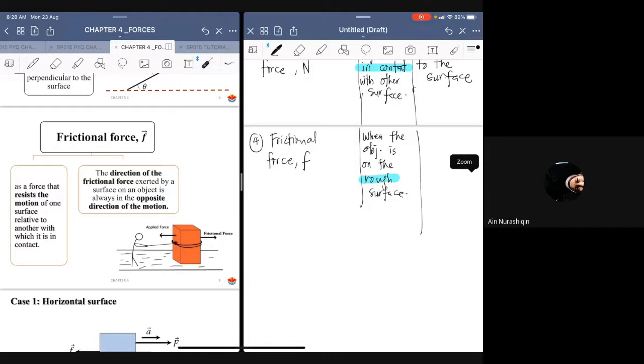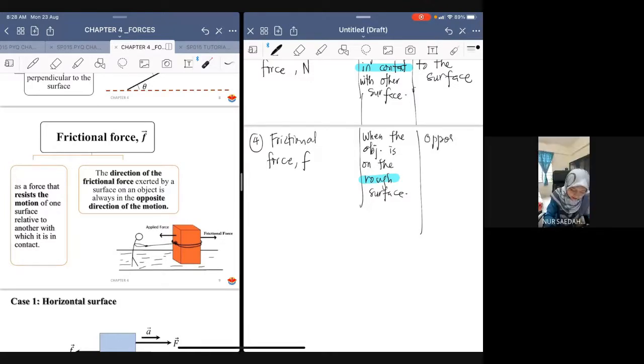Opposite direction of the motion. Ada dekat situ kan. Opposite kita boleh cakap, opposite to the direction of motion of the object. Okay, tulisan doktor hari ni. Opposite to the direction. Okay, so oppose the direction of motion.